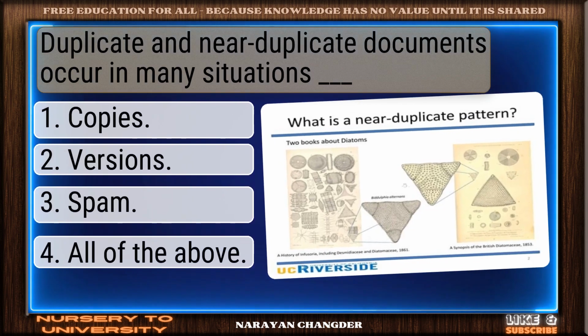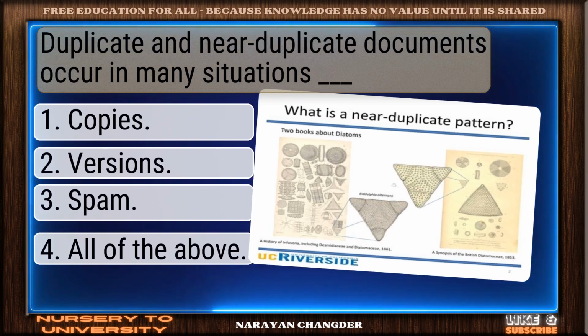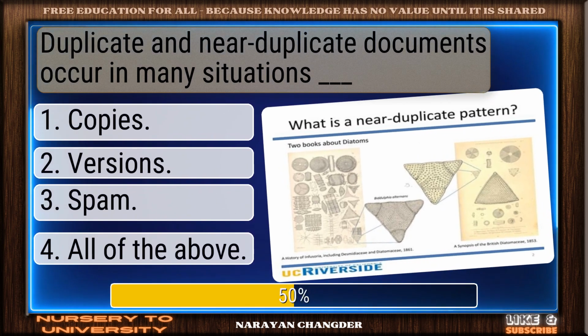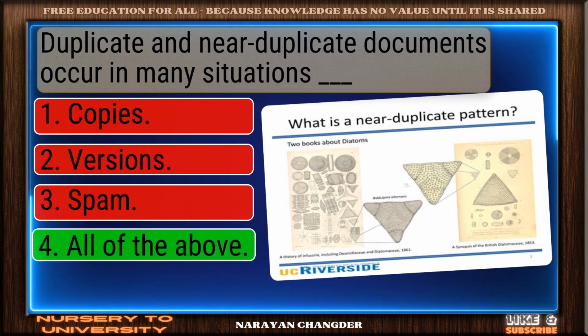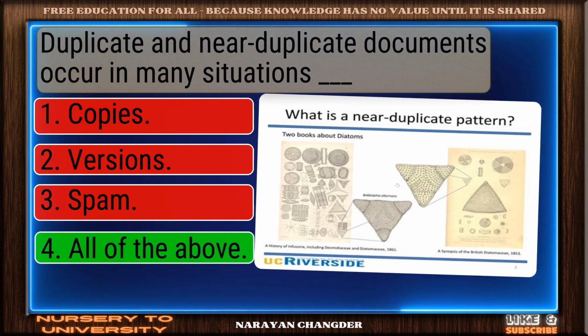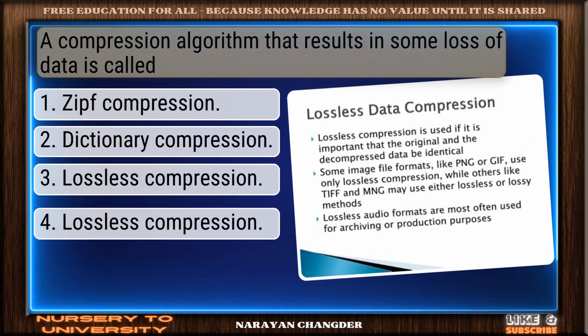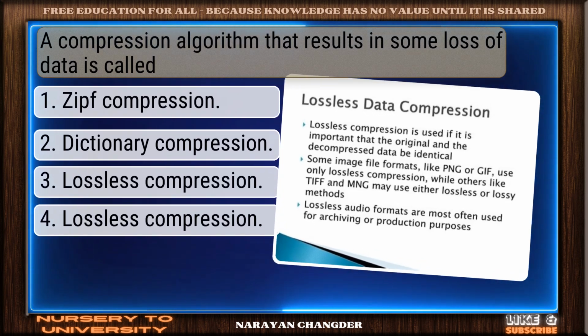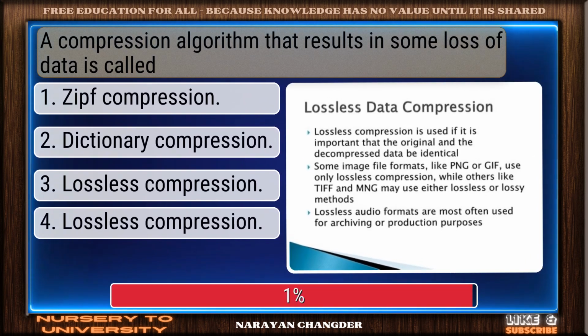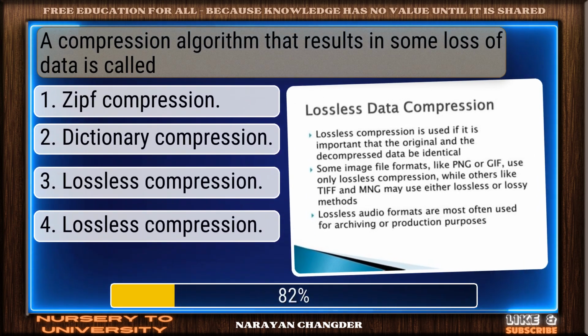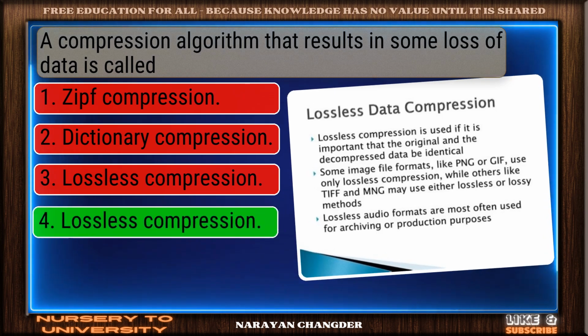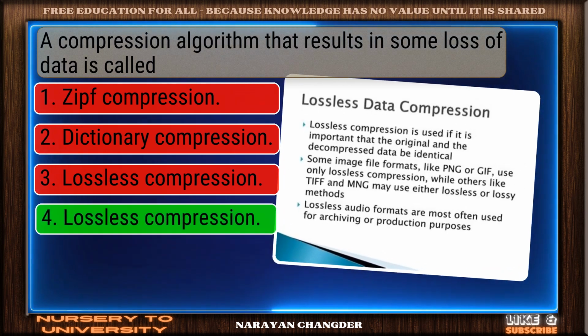Duplicate and near-duplicate documents occur in many situations. Dash. You got it. Your choice, all of the above, is right. A compression algorithm that results in some loss of data is called. Excellent. Lossy compression is a brilliant choice.